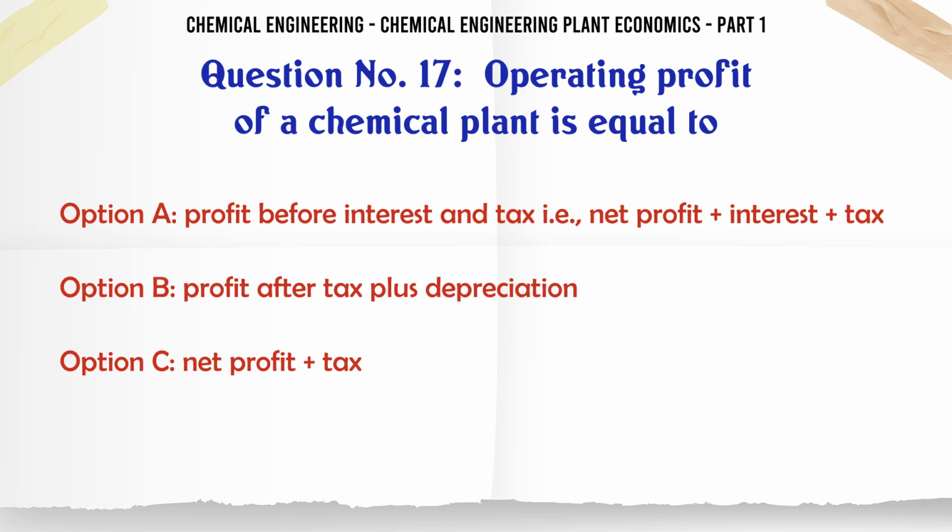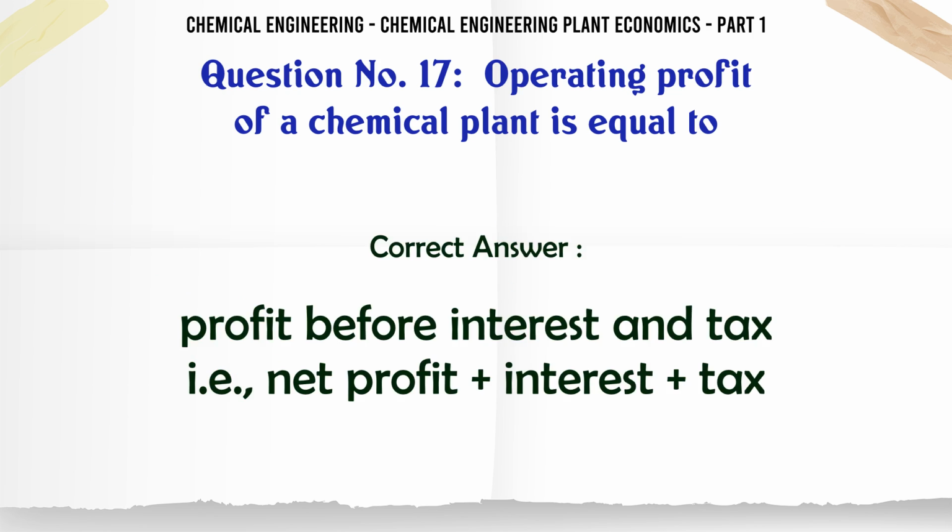profit before interest and tax, i.e. net profit plus interest plus tax, B. profit after tax plus depreciation, C. net profit plus tax, D. profit after tax. The correct answer is profit before interest and tax, i.e. net profit plus interest plus tax.